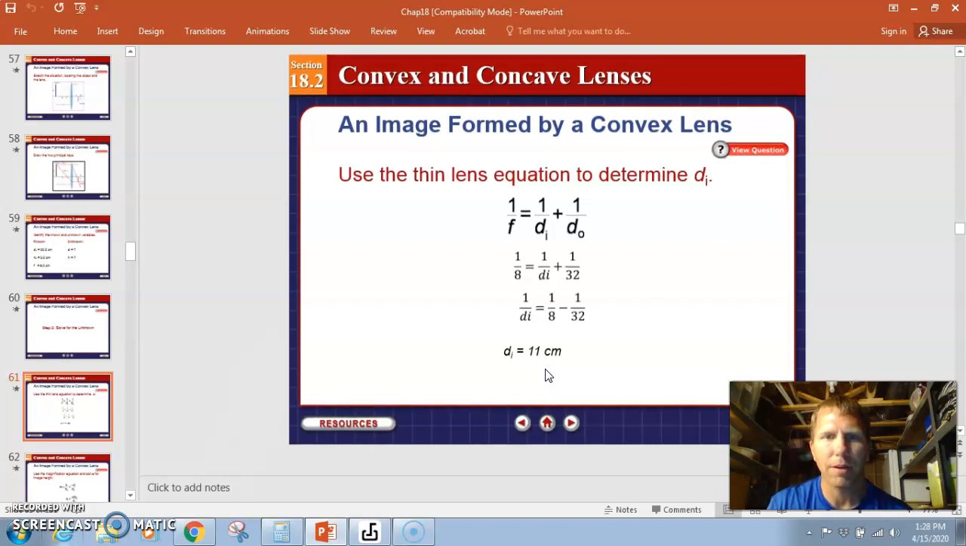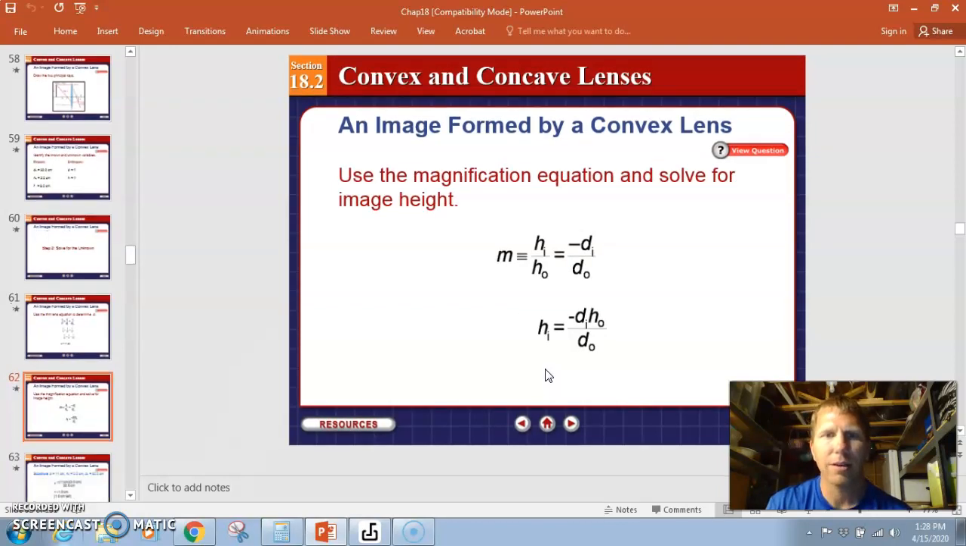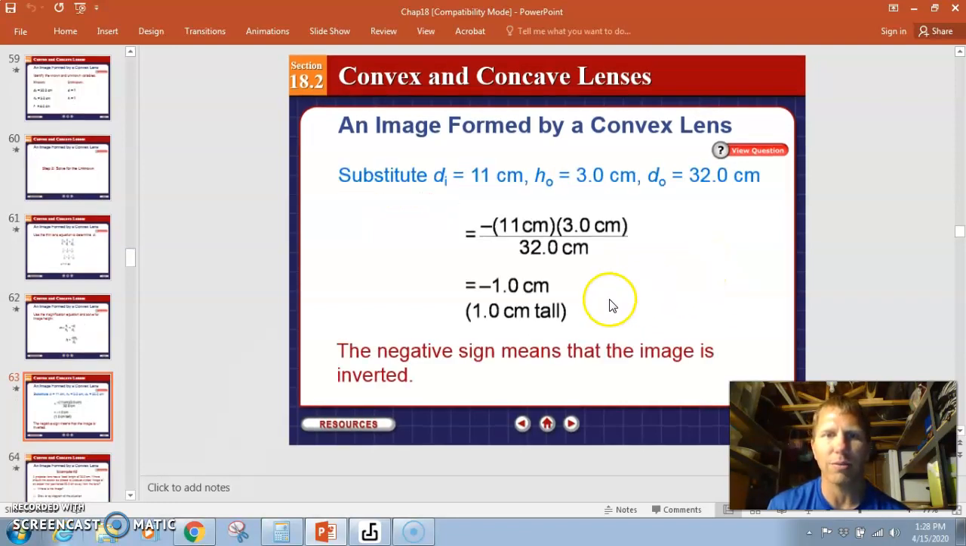Okay, alright, next we're going to look at the magnification, which is hi/ho = di/do. Once we solve for di, we then have all three of those. So plug those numbers into the equation, and you'd find that the image is negative 1.0 centimeters tall. And once again, this negative sign means that the image is inverted.